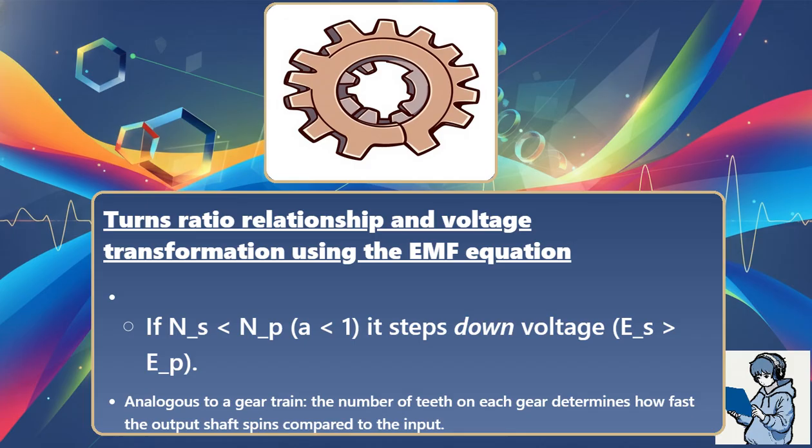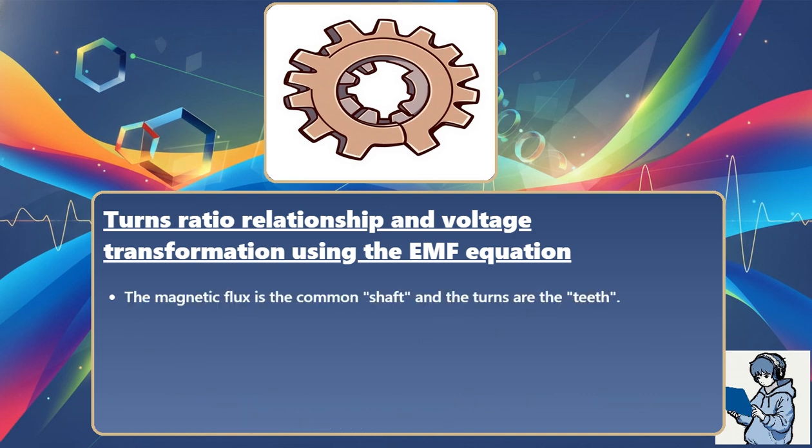Analogous to a gear train, the number of teeth on each gear determines how fast the output shaft spins compared to the input. The magnetic flux is the common shaft and the turns are the teeth.